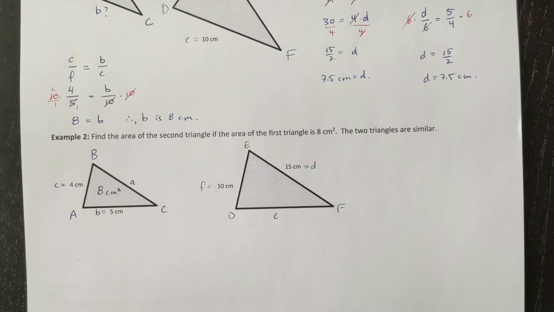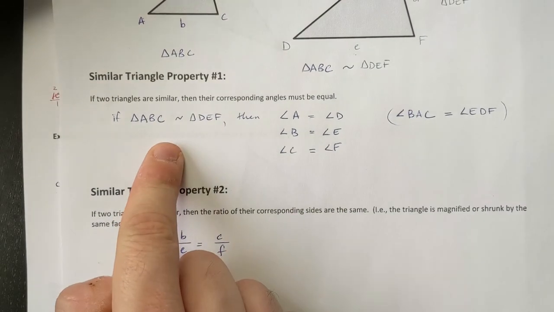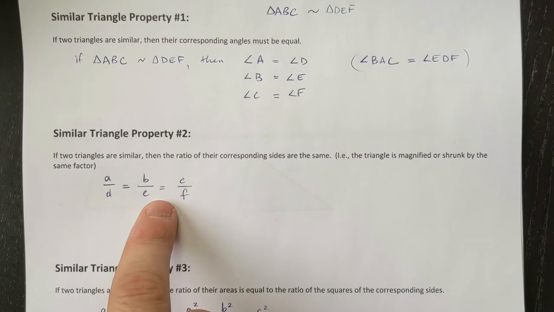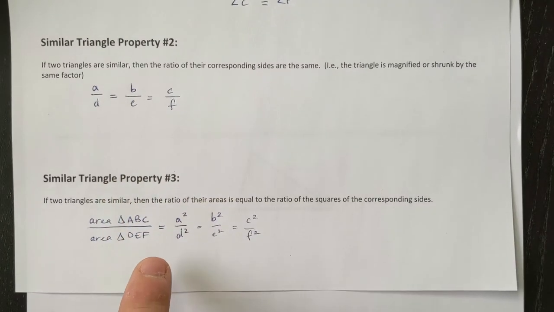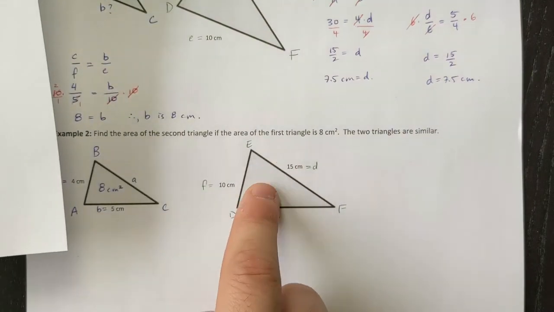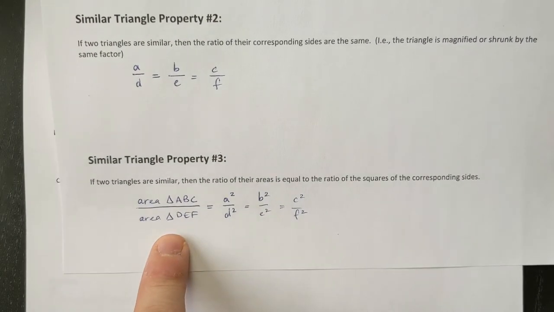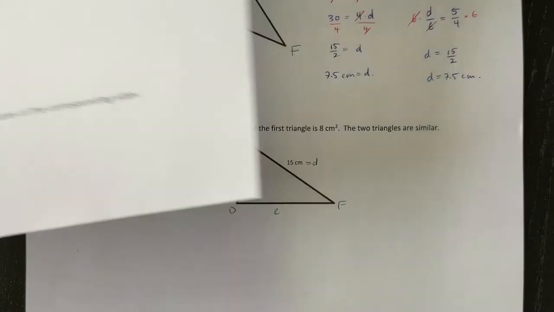So we have to think of the properties that we identified at the beginning of this lesson and see which one we're going to use. This one, this one, or this one. Well, it's asking us for the area of the second triangle, and we have a property that involves areas, so this is the property that we're going to use.